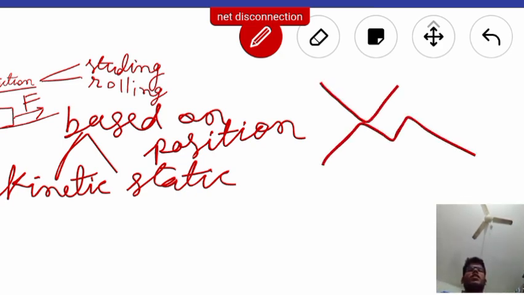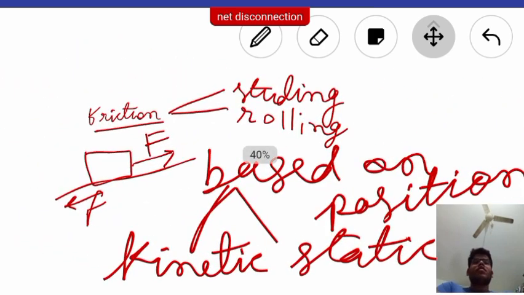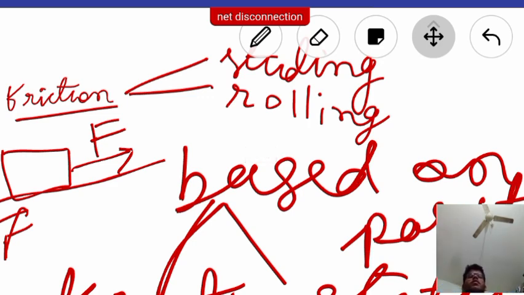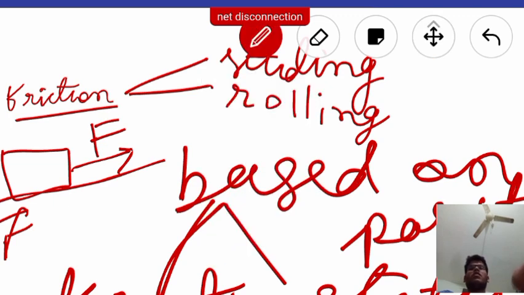If two bodies are there like that, then there are different types of frictional forces acting on them. Actually, friction is the component of two vectors. One is the normal force and another is the resultant or contact force.